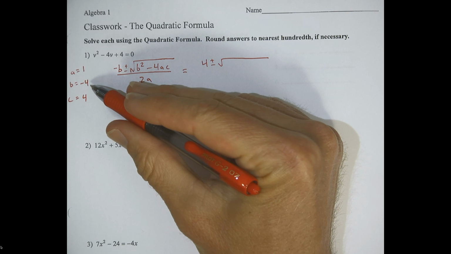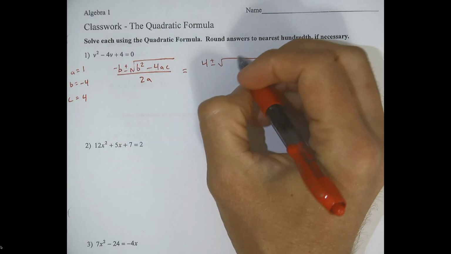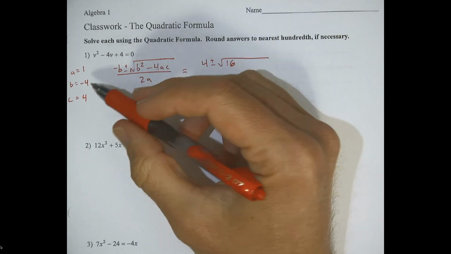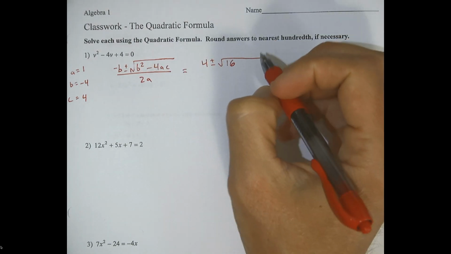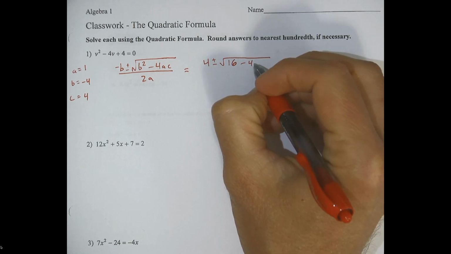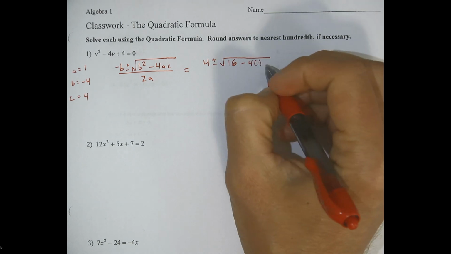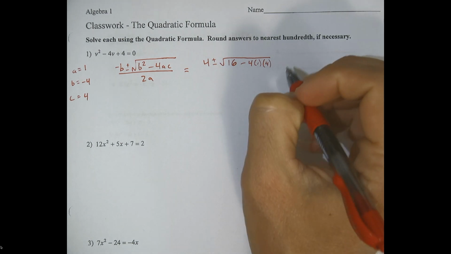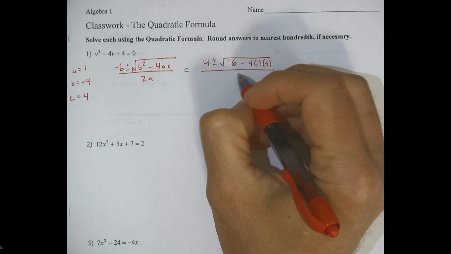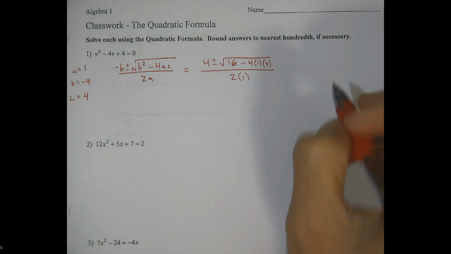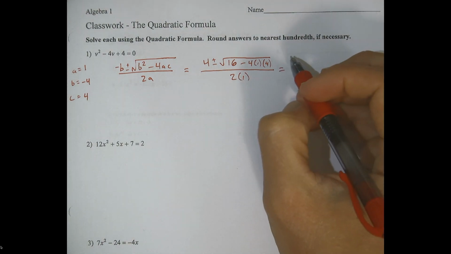Okay, we're going to do b squared. -4 times -4, that's +16. Remember, if you do that in the calculator, you got to put the negative in parentheses when you square it. Minus 4 times a, which is just 1, so that doesn't change anything, times c, which is 4. All of that over 2 times a, which is just 1. So we can simplify this very quickly and easily here.